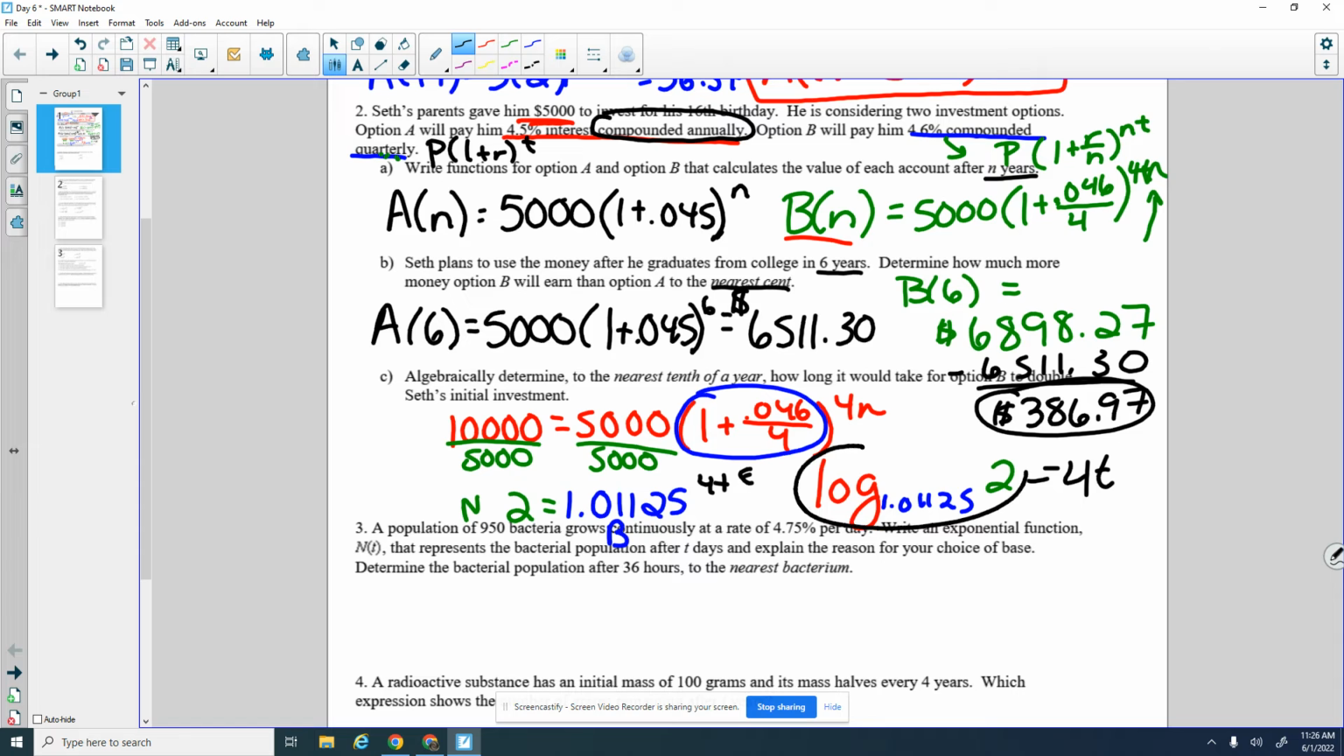If I type this expression in my calculator using my log base button, that is approximately 61.959 equals 4t. So when I divide by 4 to the nearest tenth of a year, I get 15.5 years.